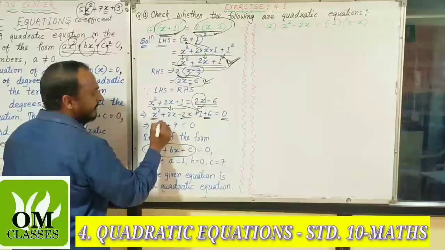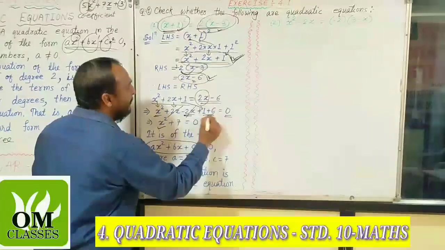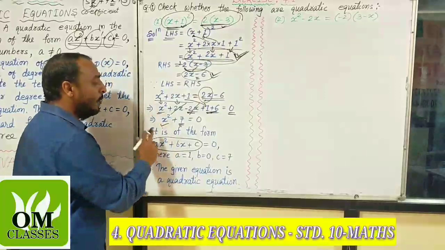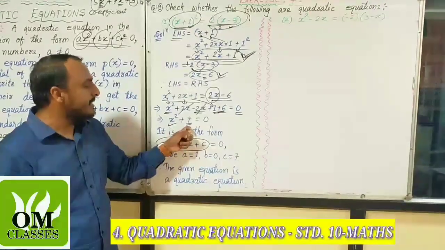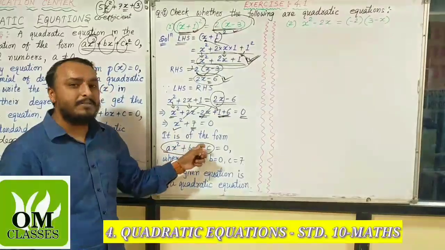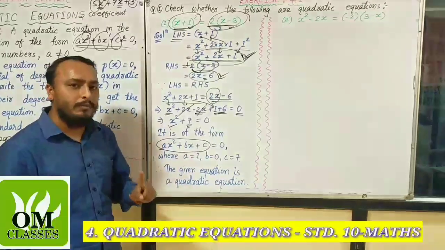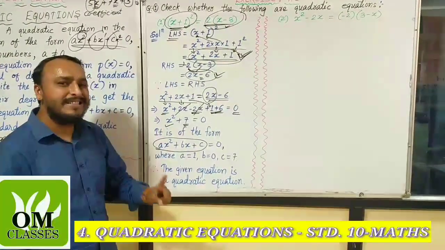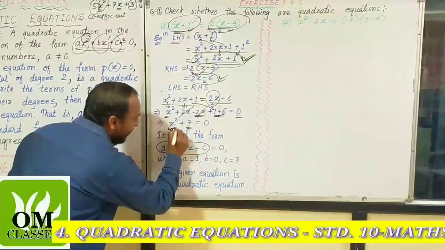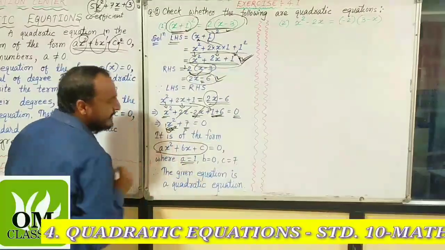Now let's solve. X square I have written, plus 2x minus 2x, nothing. 1 plus 6. What is 1 plus 6? 7 is equal to 0. Now we have to see x square plus 7 is equal to 0 is of the form ax square plus bx plus c equal to 0. Yes dear students, it is of the form ax square plus bx plus c equal to 0. How? If we write this is your ax square, what is your a? 1. So I have written a is equal to 1.